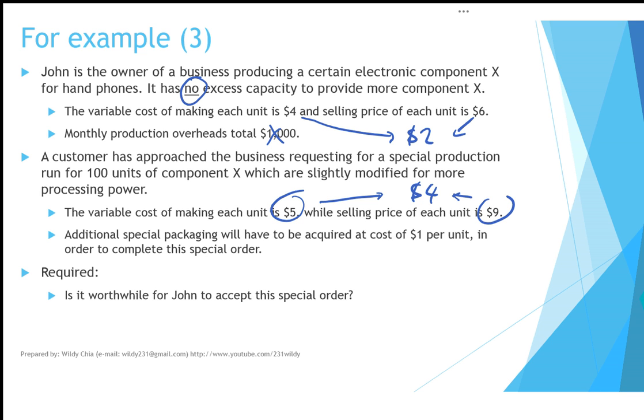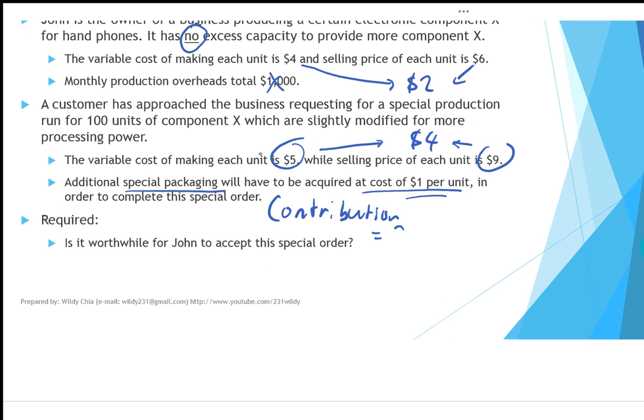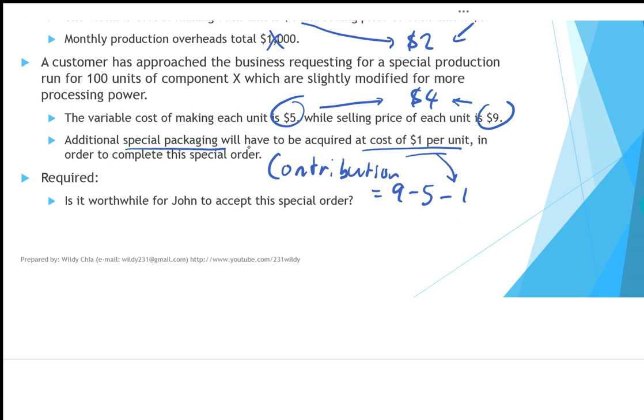Now there is something interesting. For special production runs, it's quite understandable that certain additional customization may be required, like special packaging. So this special packaging may in fact increase the cost of fulfilling the order. Now in this case, the contribution is going to be a bit different. The contribution from this special order would therefore be 9 minus 5, the variable cost, and minus 1, the additional special packaging, which costs $1 per unit. Now 9 minus 5 minus 1 gives you $3.